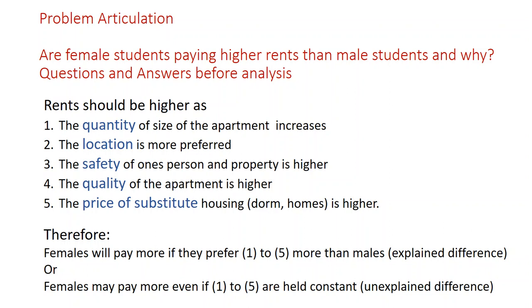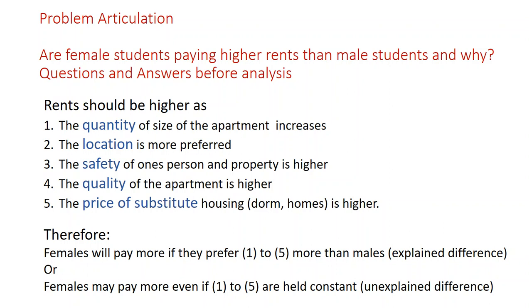It's actually explainable by the fact that those kind of apartments that females might prefer would be higher price. This is what we mean by an explained difference. So a male female gap in rents can be explained. There's your explanations. At least that's what I'm thinking as we begin to put together the problem articulation.